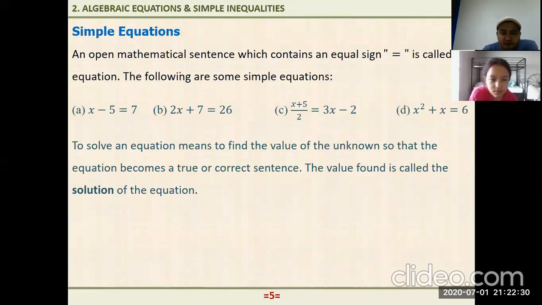So an open mathematical sentence which contains an equal sign is called an equation. Now we know what is sentence, right? So if it has equal sign, we just call this equation. For example, x minus 5 equals 7. I can say it is true or false, totally depends on the value of x, right? So that is equation. 2 times x plus 7 equals 26.